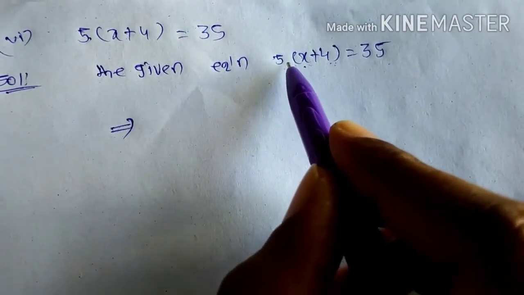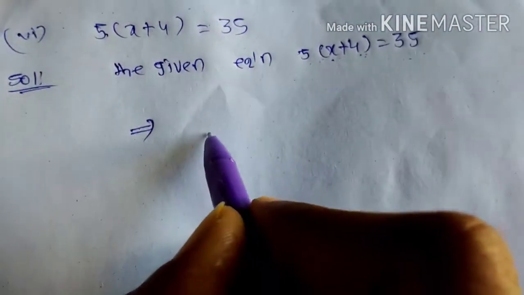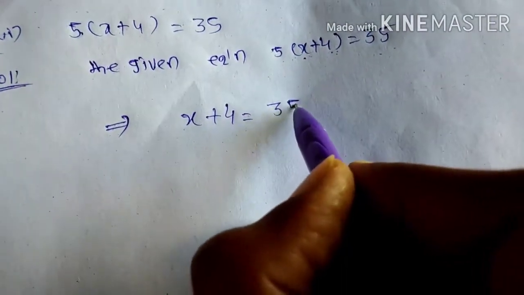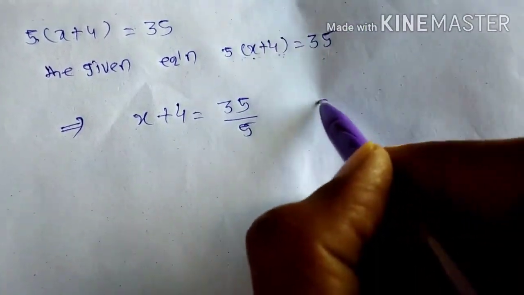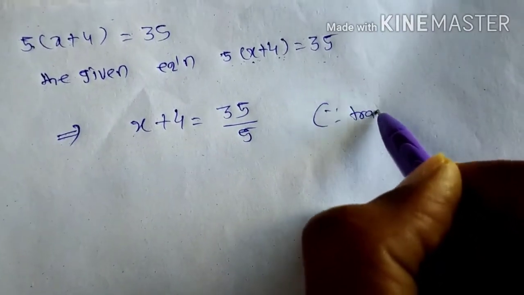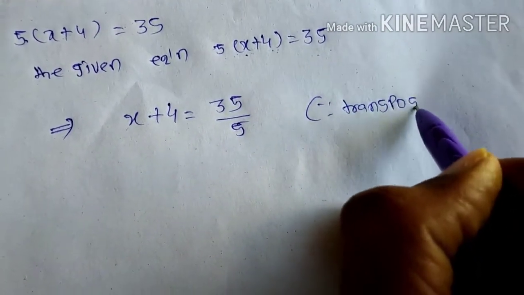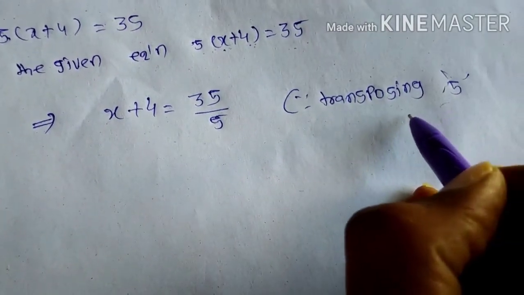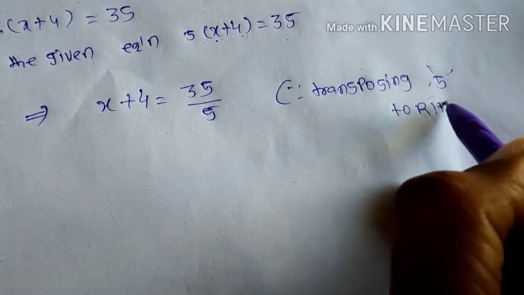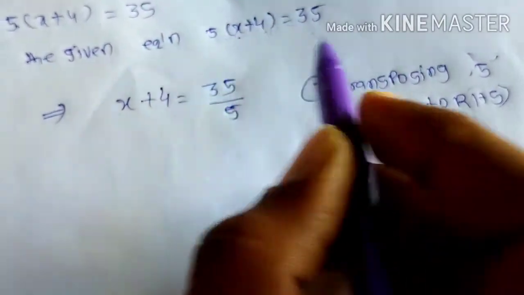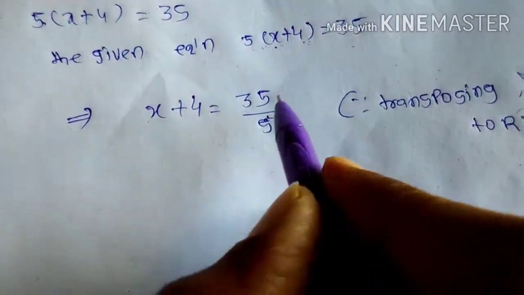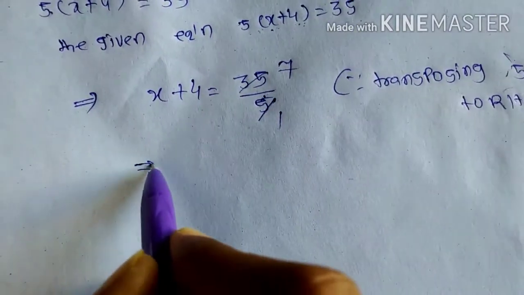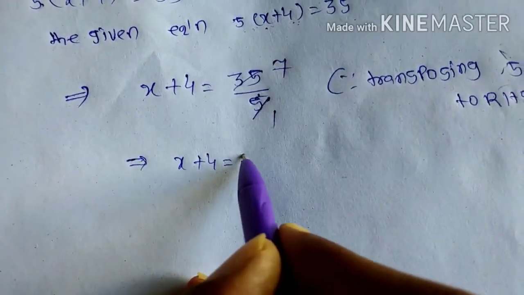So that you can transpose 5 to RHS directly. See here I am writing x plus 4 is equals 35 by 5. In the brackets you can write here transposing 5 to RHS. See here 5 into means it will become division. 5 7s are 35, implies x plus 4 is equal 7.